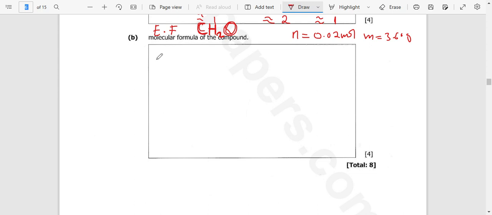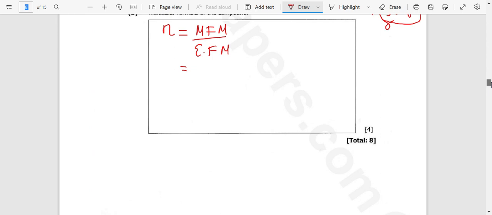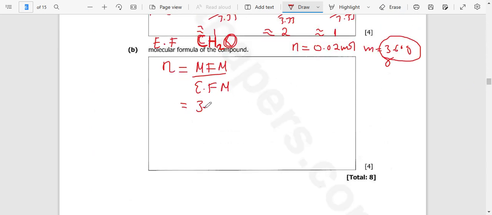Now to find the molecular formula, the first thing that we need to find is n. How do you find n? n is molecular formula mass divided by empirical formula mass. That is how you find n. Now where do you get the molecular formula mass? You've been given the molecular formula mass. You've been given this mass as 3.6. You've already been given the mass, so that is 3.6.